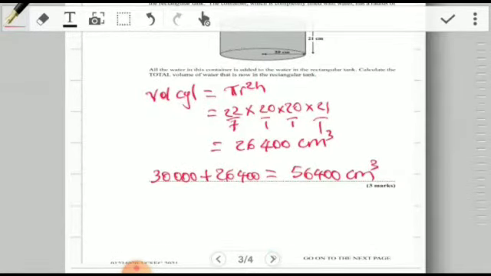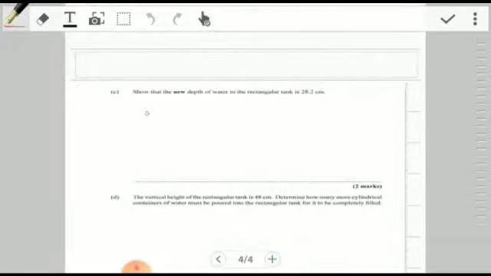All right, so here's another question. Show that the depth of the water now in the tank is 28.2. So basically, what we need to do is to analyze the tank. We have the volume of the water now in the tank, and we do have the base of the rectangular tank. The base is 2000.